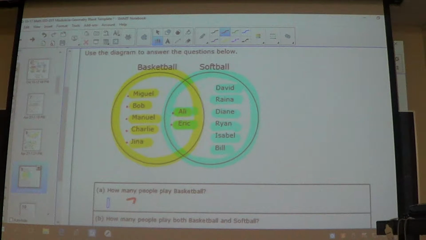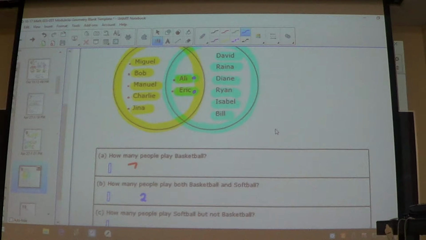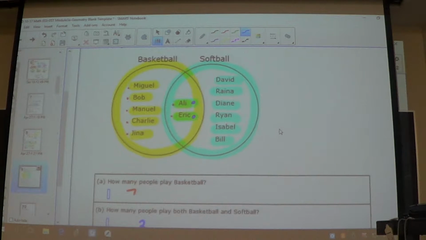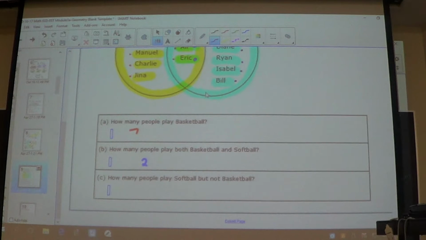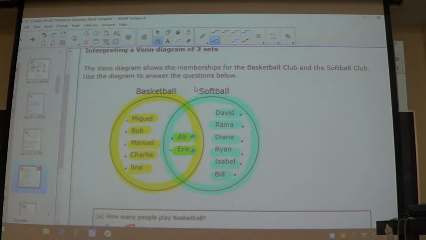Y'all with me? How many people play both? 2. How many people play softball but not basketball? 6. So a Venn diagram, which is what this is when you have an overlap, they want you to realize that these people play just basketball. These people play just softball. These people play both basketball and softball.